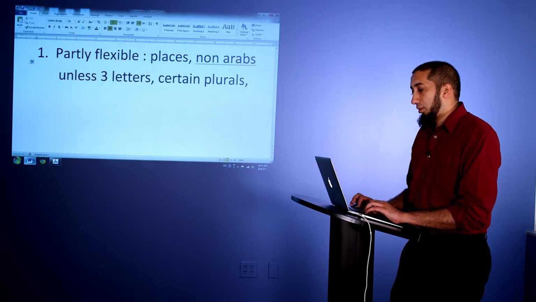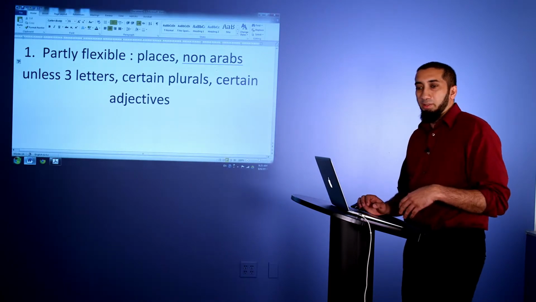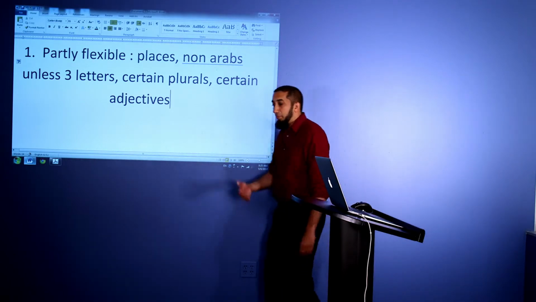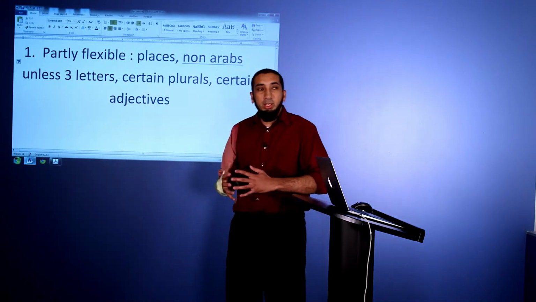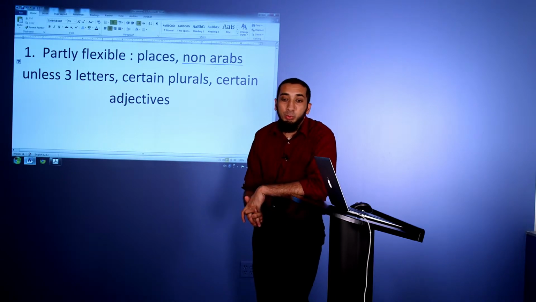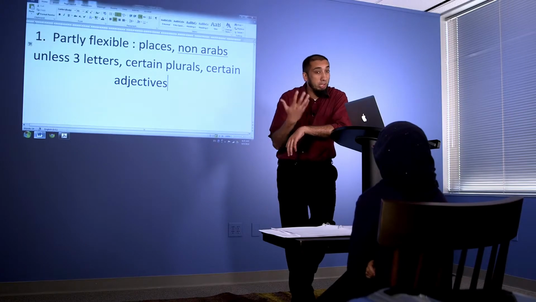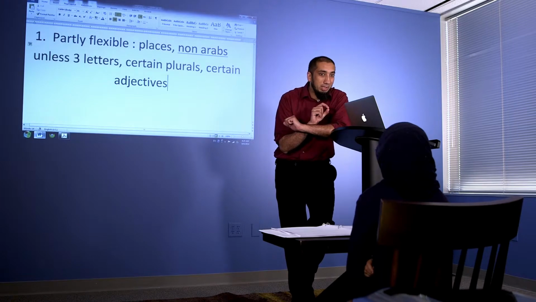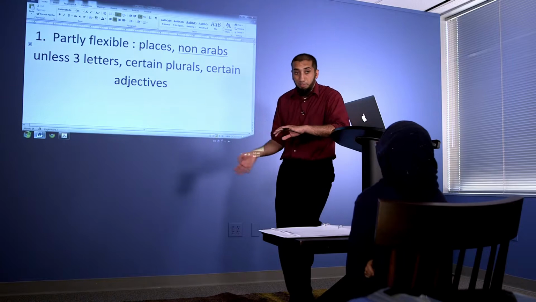And certain adjectives. But we'll do that later, okay? That's all you need to know. And certain plurals, what that means is sometimes, when I tell you a plural of a word, I won't put a tanween on it, okay? So the plural of masjid is masajidu. You don't say masajidun. So when you hear me say masajidu, you know what you're already thinking? Abba didn't put a tanween on it because Abba knows that word is partly flexible. Not all plurals are partly flexible.